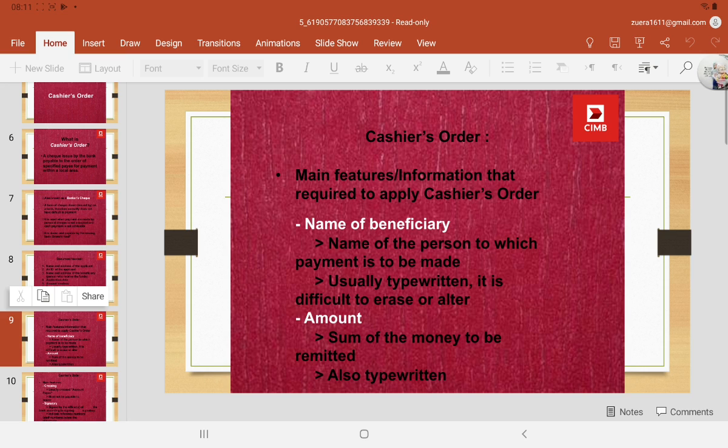Sometimes customers use typewriting so that it is difficult to erase or alter, to prevent others from erasing or altering it. And then you must state the amount or sum of the money to be remitted, which can also be typewritten or you can write it by yourself. And then the other features of the bank cash order.